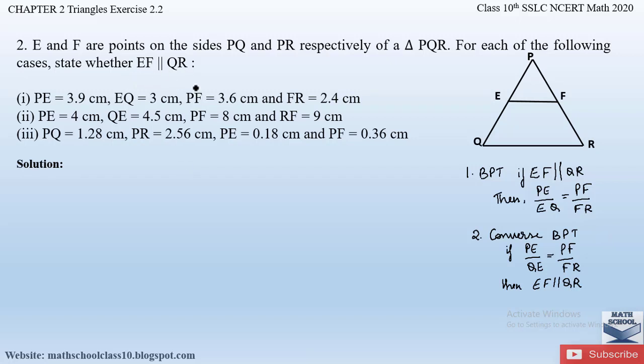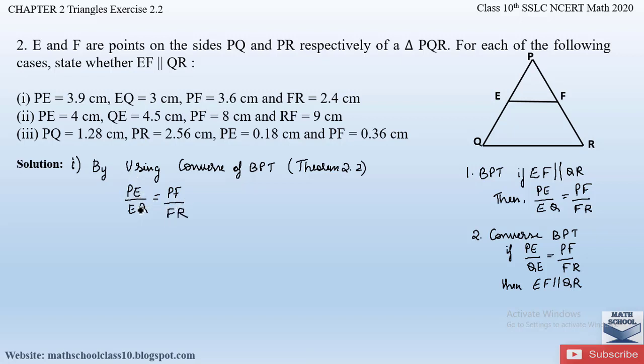Coming back to this question, they have given us the values of the sides PE, EQ, PF and FR. Now we have to substitute those values, and if the ratios of these values are equal, then we can say whether EF is parallel to QR or not. So let us apply this converse of the basic proportionality theorem. Let us begin with the first part of the question. Write down: by using the converse of the basic proportionality theorem, or theorem 2.2, we can say that PE by EQ is equal to PF divided by FR.